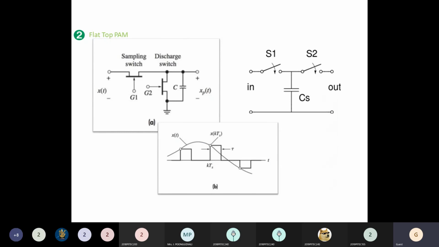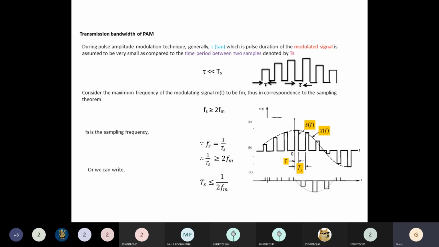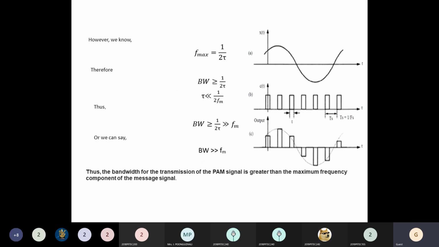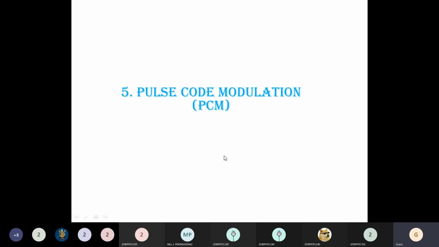Then we have flat top sampling, similar to the natural sampling signal. Then the important formula we have to know: for the transmission bandwidth of PAM, tau is less than Ts. This formula we can write as Ts is less than or equal to 1 by 2 Fm. The bandwidth of the PAM signal can be defined as bandwidth greater than Fm.